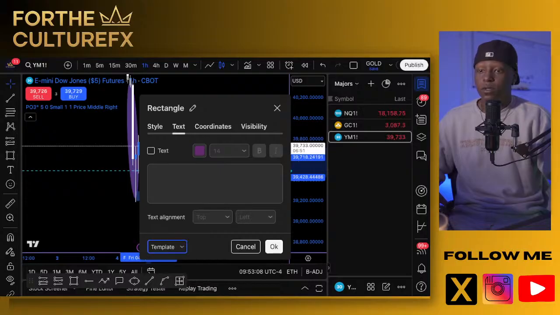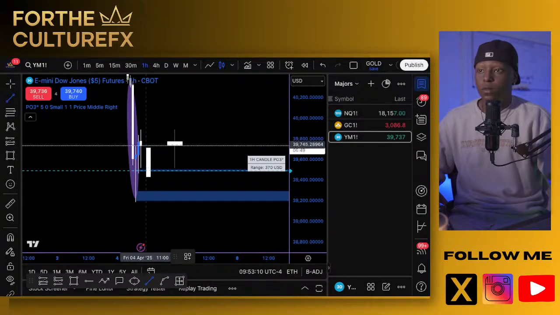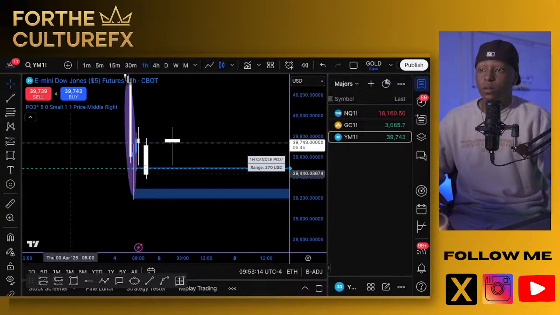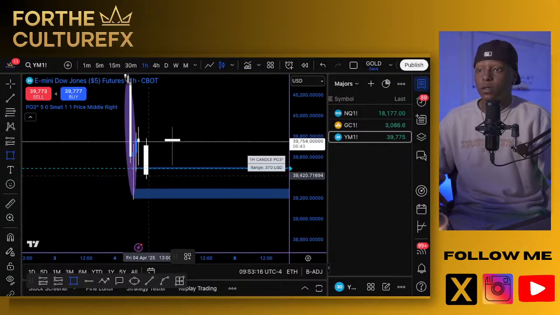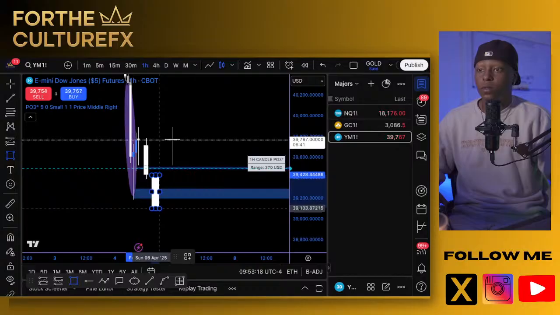Let's go to a sell candle. And then see another breakdown.